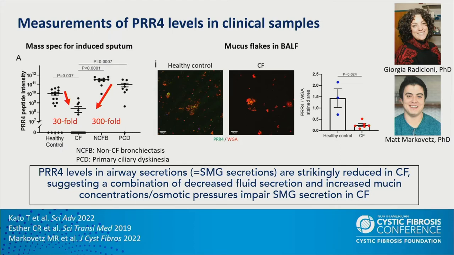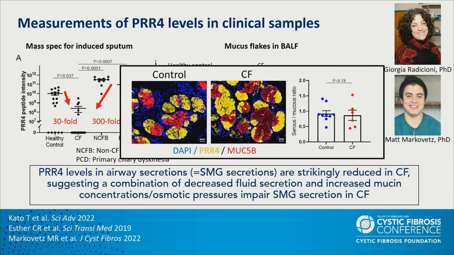We also quantified the PRR4 staining level in the mucus flakes in BAL fluid samples and identified reduced PRR4 staining in CF mucus flakes. So these two are good evidence of the reduced glandular secretion in CF. And also importantly, this reduction of PRR4 is not a production issue. The staining of PRR4 and MUC5B are comparable between control and CF glands.